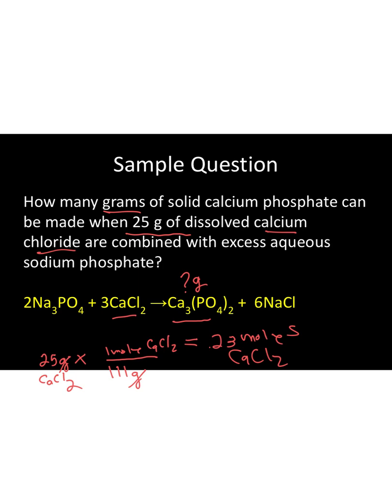All right, so I want to convert to calcium phosphate moles. And so I'm going to use the mole ratio in the chemical equation to do that. So we've got 3 calcium chlorides for every 1 calcium phosphate. So I'm going to start with my given, which is the moles on the left. It's 0.23 calcium chloride moles. Okay, and I want calcium phosphate, so that goes on top, so that's a 1.